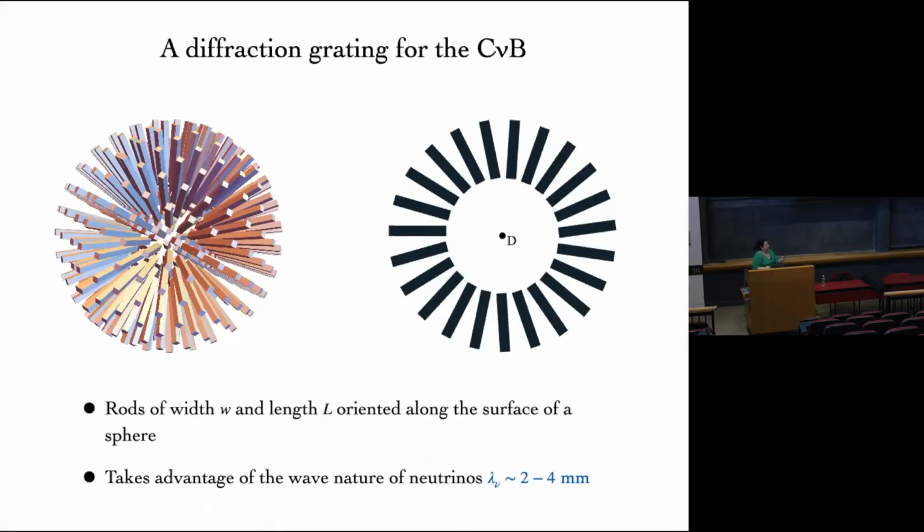So you take, as I said, these rods of length L on a radius of the sphere R, and it turns out they have to be similar, and I'll explain again why, and they have a width W. Remember, the key point is that neutrinos have a wavelength between 2 and 4 millimeters.